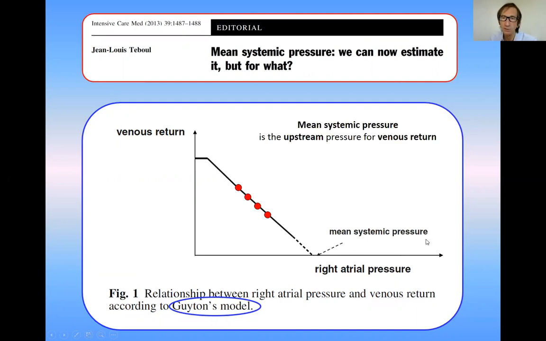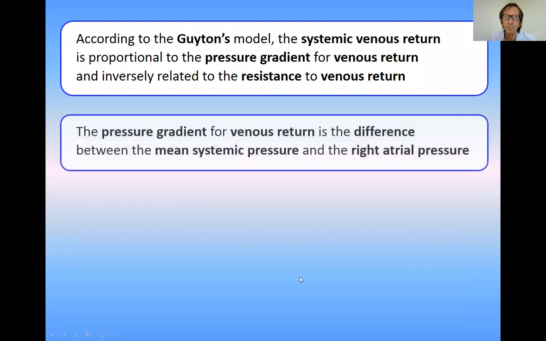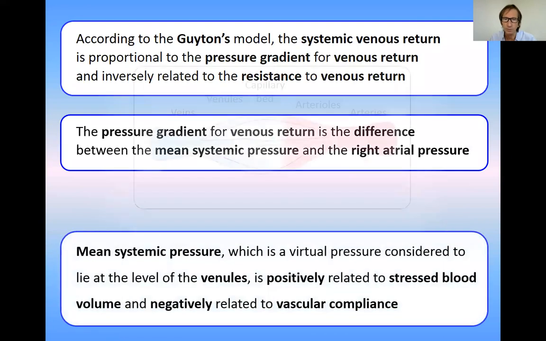In fact, it is the upstream pressure for venous return. And according to Guyton's model, the systemic venous return is proportional to the pressure gradient for venous return and inversely related to the resistance to venous return. The pressure gradient for venous return is the difference between the mean systemic pressure, which is the upstream pressure, and the right atrial pressure, which is the downstream pressure for venous return.